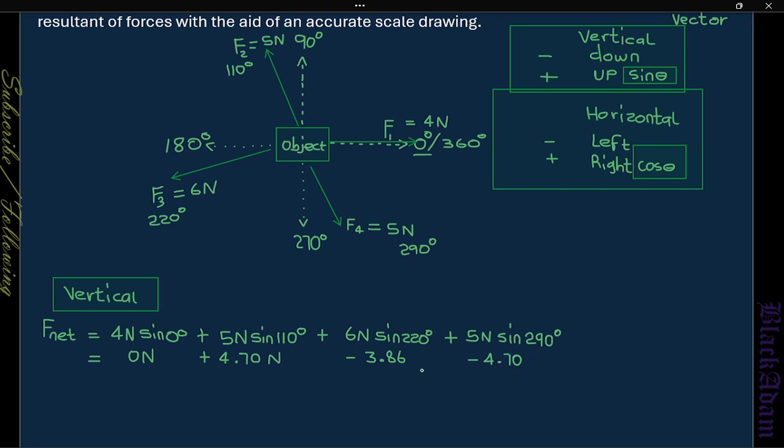So you can see that the second and the fourth are the same quantity with different signs, so they cancel out, positive and negative, and we're left with 0 plus negative 3.86. That's negative 3.86 Newton. Because negative vertical means downwards, that's going to be 3.86 Newton downwards. So that's the vertical part.